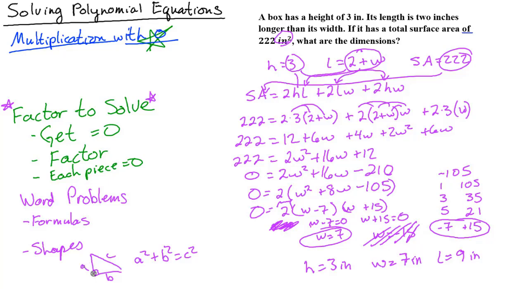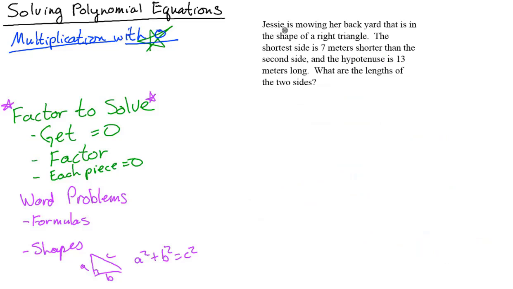Now let's look at an A, B, and C problem and see how those work. Here it is. It says Jessie is mowing her backyard that is in the shape of a right triangle. The shortest side is 7 meters shorter than the second side. So if this guy is x, this guy is x minus 7. The hypotenuse, this longest side, is 13 meters long. What are the lengths of the two sides?